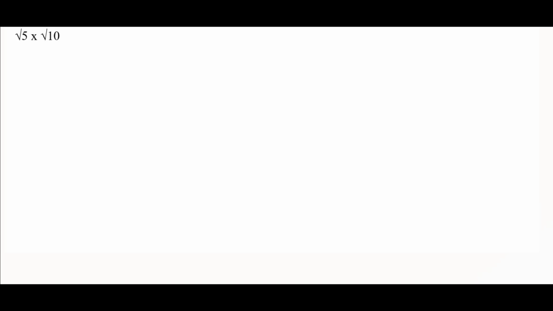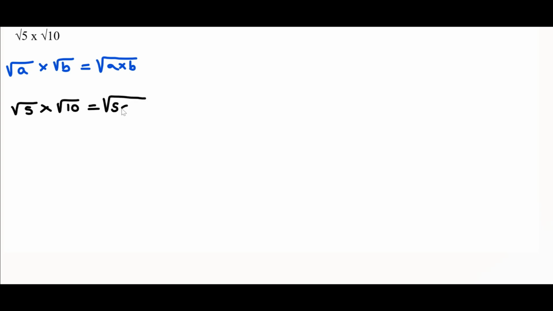For this question, we need to multiply root 5 by root 10. So using our multiplication rule that we just went over, we need to multiply the two numbers together and add a root sign. So root 5 multiplied by root 10 equals the root of 5 multiplied by 10, which is root 50.